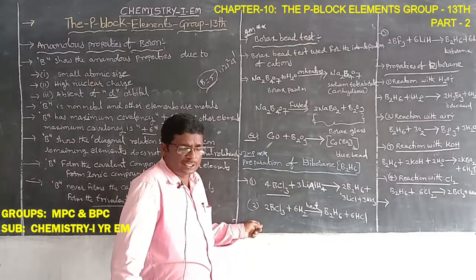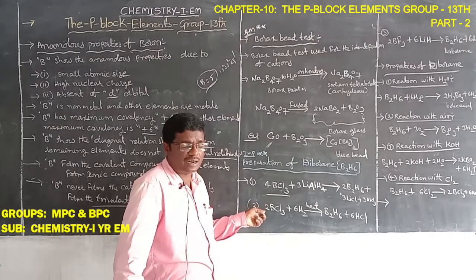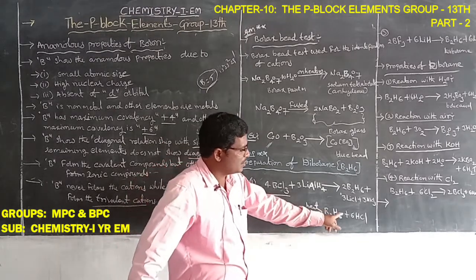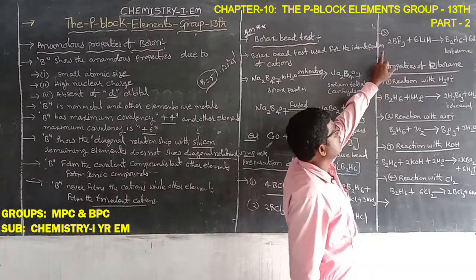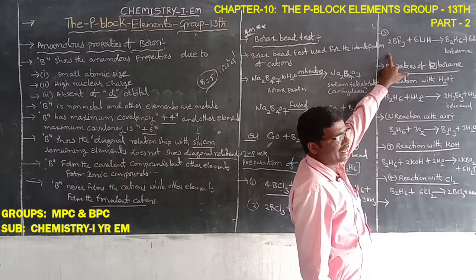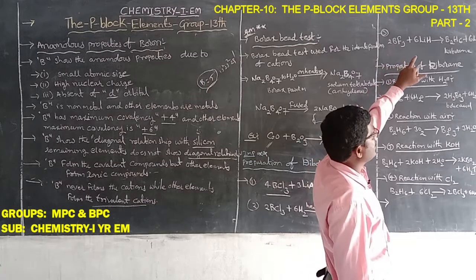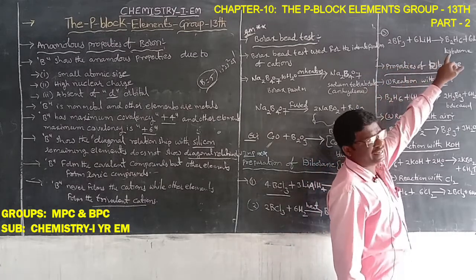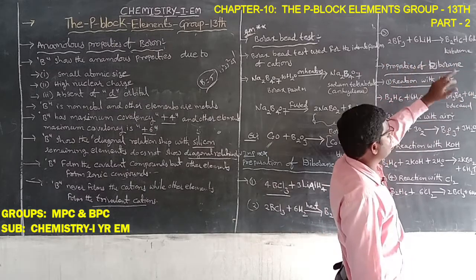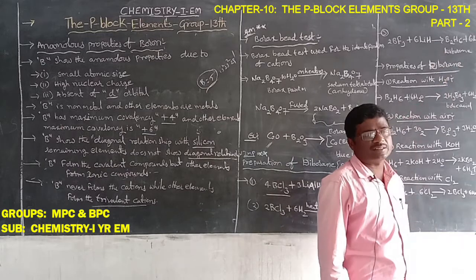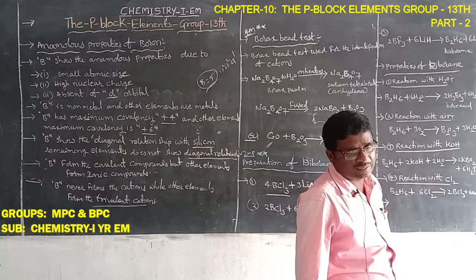Second preparation: it is prepared by heating boron trichloride with hydrogen or hydrides, which forms diborane. That is the second preparation. And third preparation, boron trifluoride, BF3. Boron trifluoride reduced with lithium hydride forms diborane. That is the third method of preparing diborane.